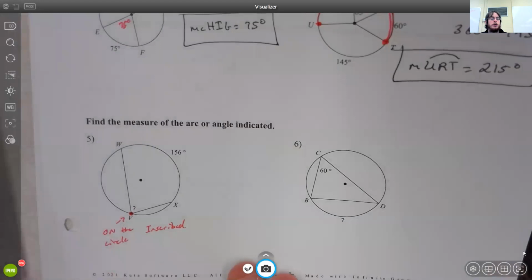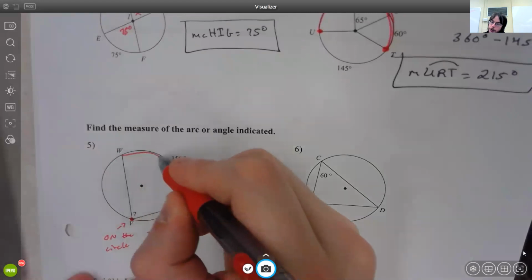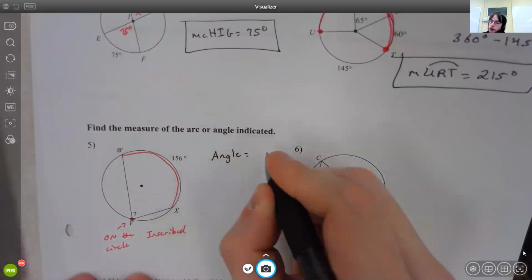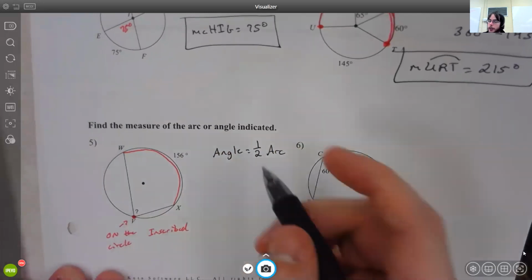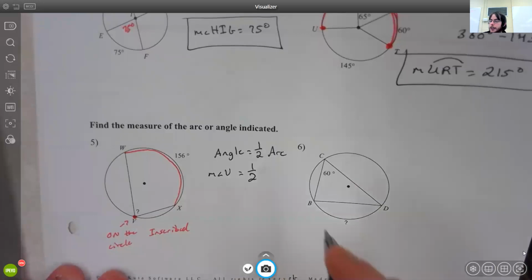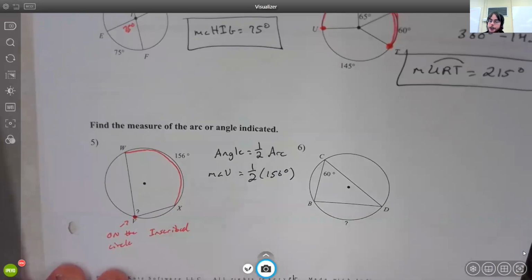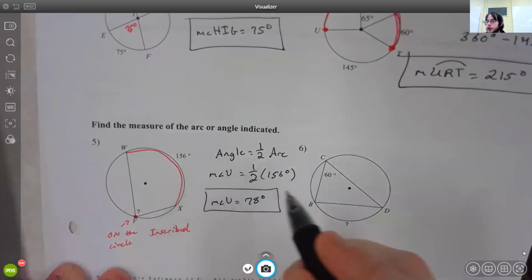Now, an inscribed angle changes depending on if you have the angle or the arc. So we want to find the angle and we have the arc. So our formula, and this is our arc, by the way, for an inscribed angle is the angle is equal to 1/2 of the arc. Well, we don't know what our angle is, but we do know what our arc is, which is 156. So we take half of 156. 1/2 times 156 is the same thing as 156 divided by 2. So the measure of angle V is 78 degrees.